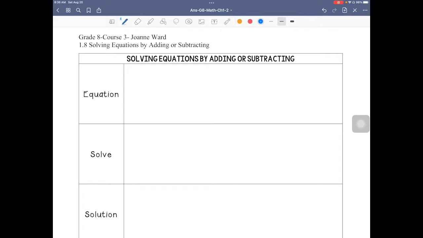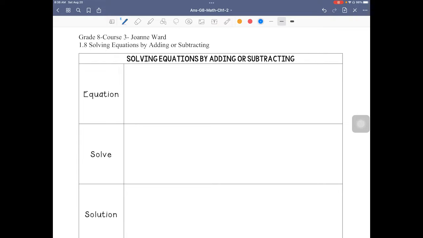Hi guys, I'm talking about grade 8, 1.8, which is solving equations by adding or subtracting. Previously we prepared you to do addition, subtraction, multiplication, and division with negative numbers. Now we are preparing you to solve equations by adding or subtracting. First of all, we want to define an equation. So what is an equation?